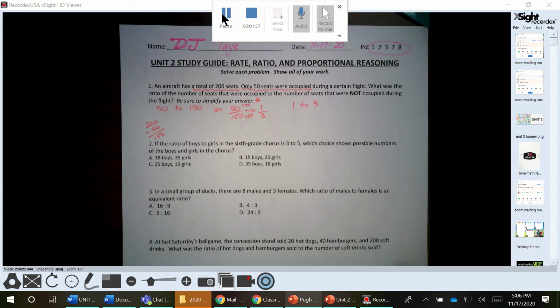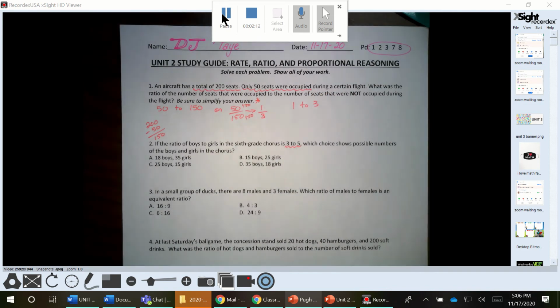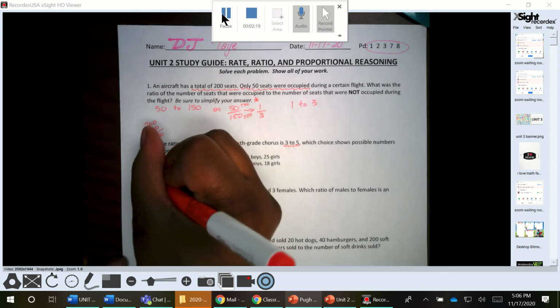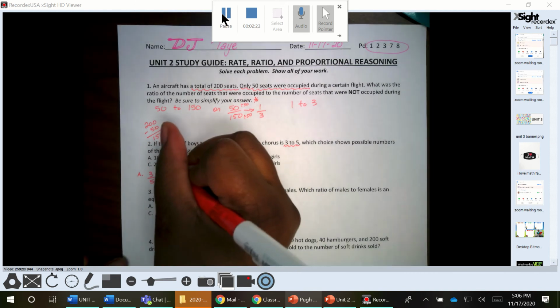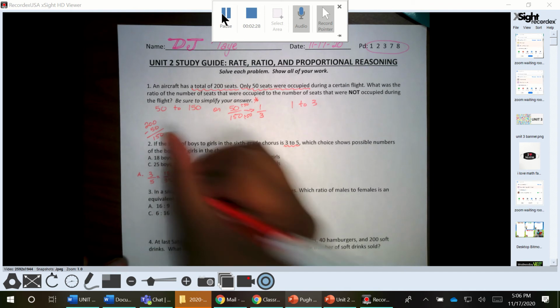Okay. Number 2, if the ratio of boys to girls in the 6th grade chorus is 3 to 5, which choice shows possible numbers of the boys and girls in the chorus? So this is asking us for equivalent ratios. So remember, the key piece of information here is that our ratio is 3 to 5. So I'm going to look at A. A tells me, first I'm going to compare that to my ratio of 3 to 5. And A tells me that there are 18 boys and 35 girls.